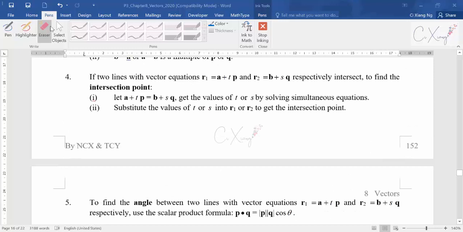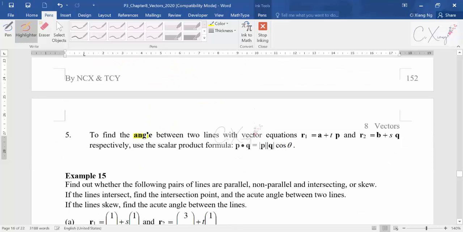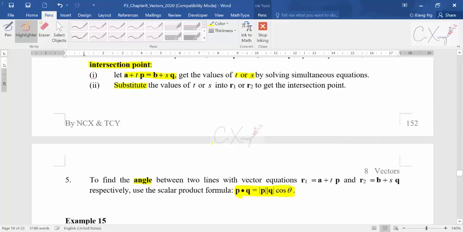Maybe here you can highlight this one. To find the intersection point, you let R1 equal R2, you get the value of T and S, and then you substitute the value as I mentioned just now. If you want to find the angle between the two vectors, you need to use the direction of the line only, not the whole equation. Just highlight this because it is quite important.